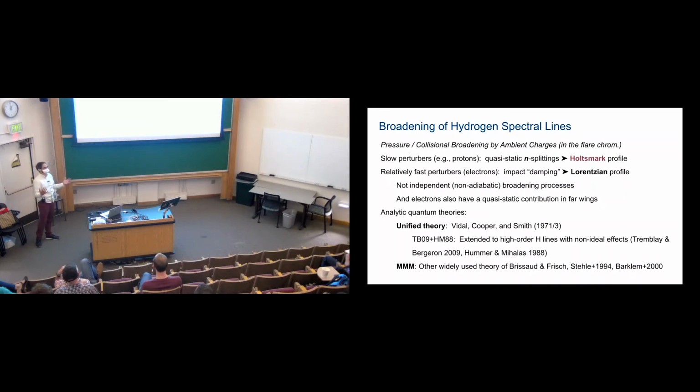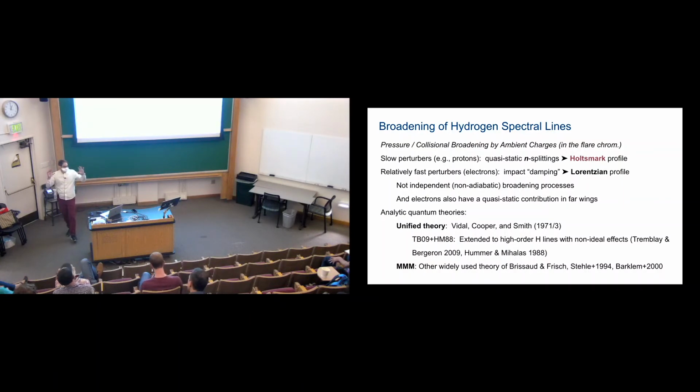And it's really difficult to combine these in a self-consistent way. The slow perturbers, the protons, have a quasi-static contribution. And they split the energy levels like this. Okay? This gives a Holtzmark profile to the line. The electrons are moving around really quickly. They cause an impact broadening, giving a Lorentzian profile. So you can imagine their broadening is like this.